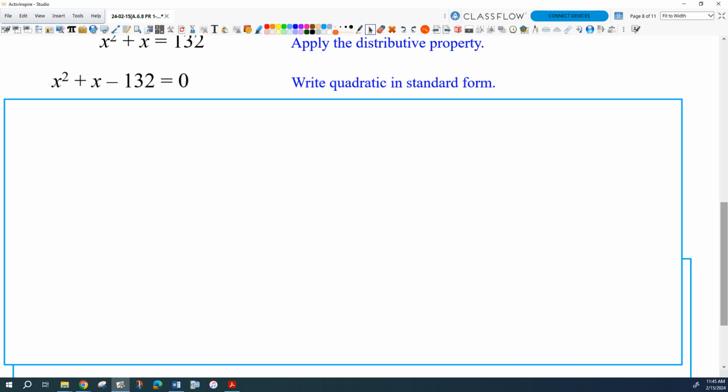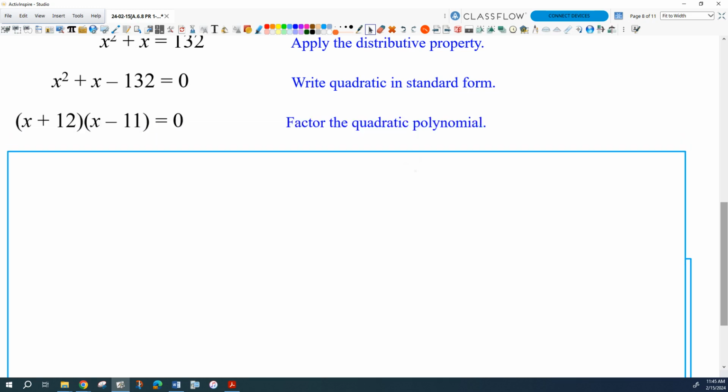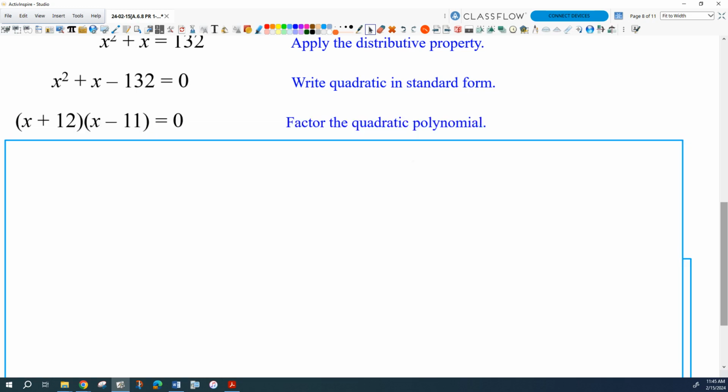What is it? 11 and 12. Yeah. Jump to it. Okay. So then the positive one is the bigger one. So I get x plus 12 times x minus 11. You all would have found those numbers. They just might have taken a few more seconds. So what are my solutions? First one is negative 12, or positive 11.